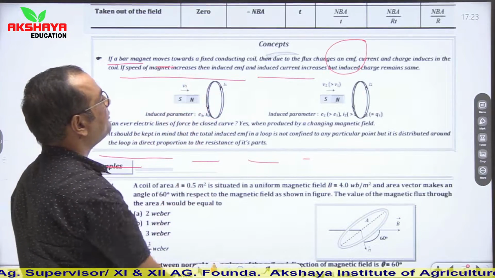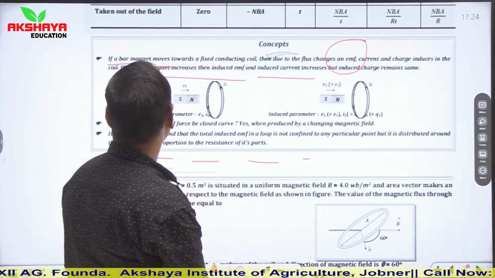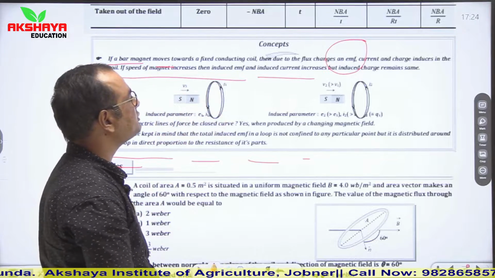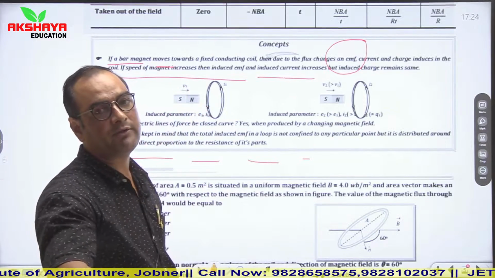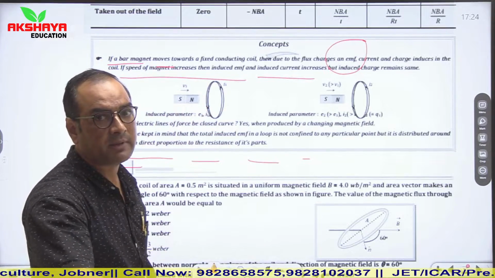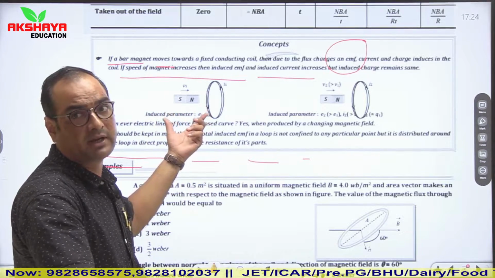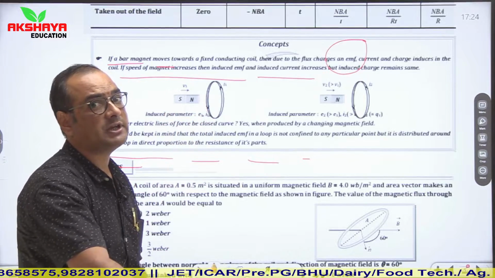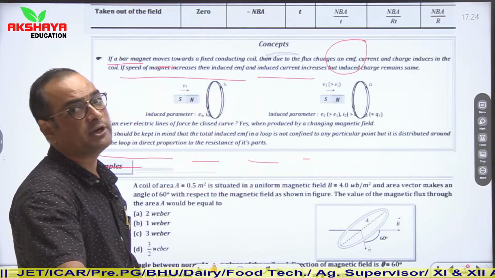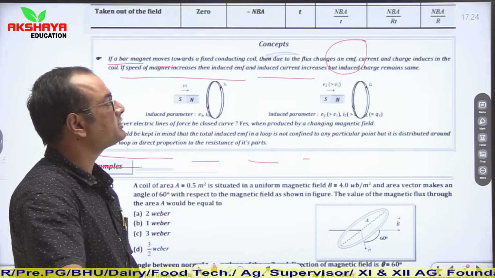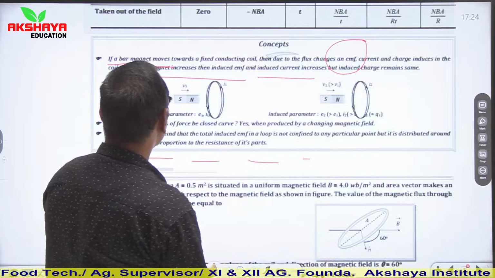If a bar magnet moves towards a fixed conducting coil, then due to flux change, an EMF, current and charge are induced in the coil. If the speed of the magnet increases, then induced EMF and induced current increase, but induced charge remains the same. So keep in mind, whenever we move a bar magnet towards a conducting coil, due to the motion of the bar magnet, current is induced in the coil. If we increase the speed of motion of the bar magnet, then induced EMF and induced current also increase, but there is no change in induced charge.